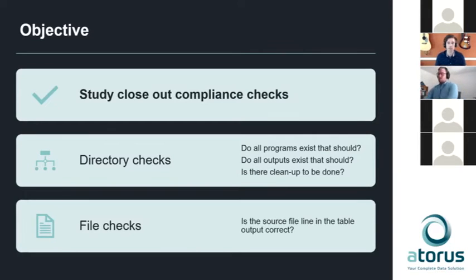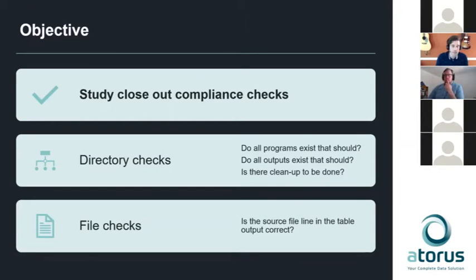We basically broke this down to what do we think that we can teach you in 3 hours. So it's not going to be a full-fledged and meticulous check, but we're going to show you some concepts of how we can do this. For the directory checks, the question is, do all programs exist that should? Do all outputs exist that should? And is there any cleanup within the directories that needs to be done?